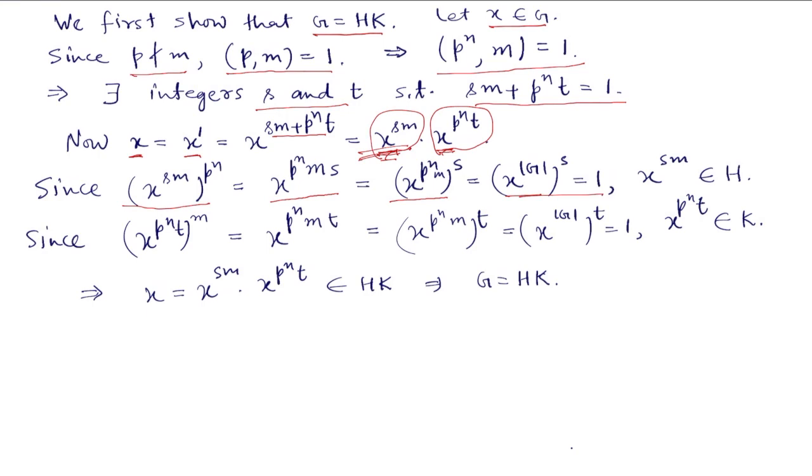And so x to the power sm is killed by p^n, so it is an element of H. Similarly, if we apply power m to the other element, we can show that it is 1, so this element is in K. And so x, which is the product of these two, belongs to HK, and this implies G is contained in HK, but HK is already contained in G, so G is exactly equal to the product of H and K.